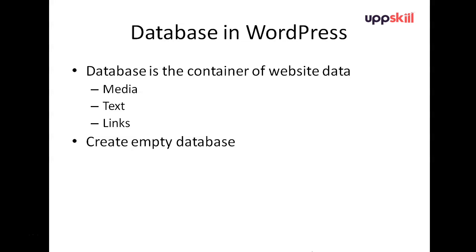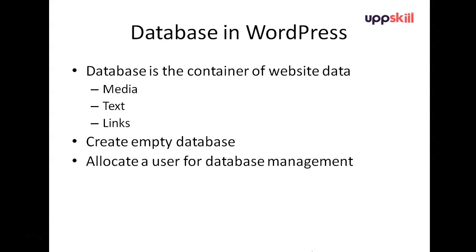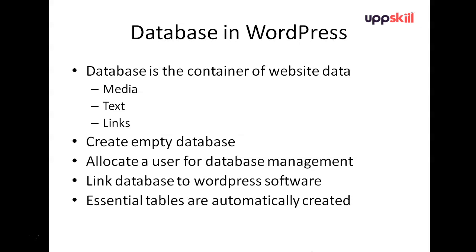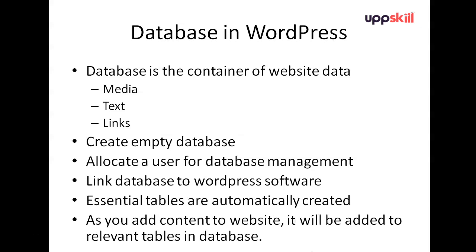So for that, you need to create an empty database, allocate a user for database management, that is the database user, and link the database to WordPress software at the time of configuration. The essential tables are automatically created when you configure the database with the WordPress software. And then as you keep on adding content to the website, it will be added to relevant tables within the database. So all you need to do is to set up the database. First, allocate a database user and link that database to WordPress at the time of configuration. This we will see in a while.